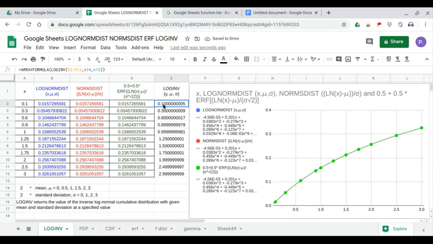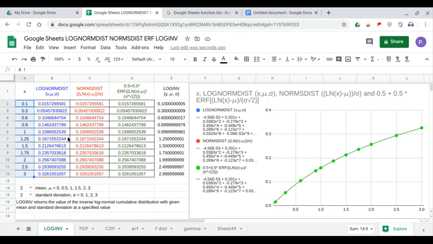So this value, 0.1, is a good match. 0.3, 0.6, this is still 0.9, and this is equal to 1, 1.25. So this value matches our x values.